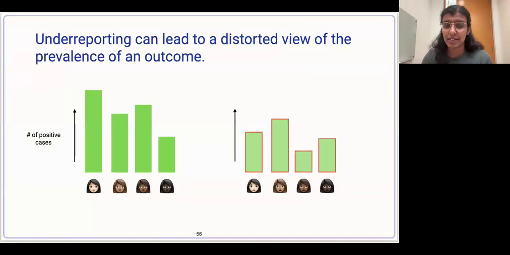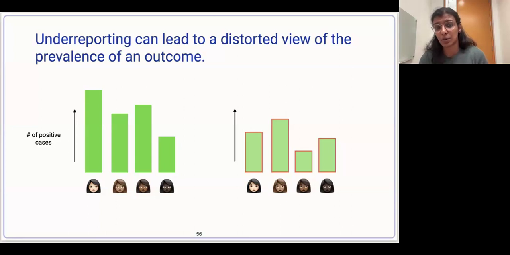And when reporting rates differ between groups, this can lead us to think that an outcome is more common in one group compared to another when that's not the case, which is the central quantity that we're looking at in health disparities research. So differential underreporting is bad news for health disparities estimation. And underreported outcomes are extremely common, both in and outside of healthcare.